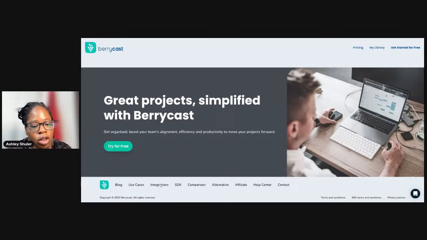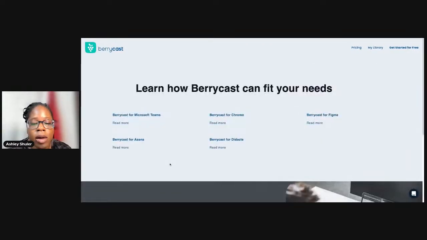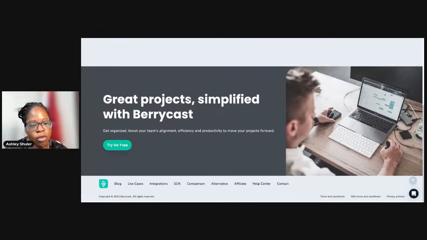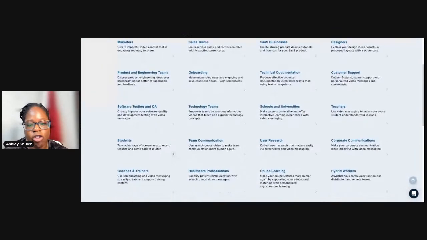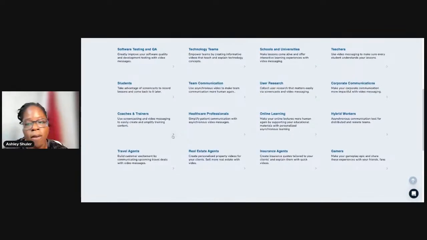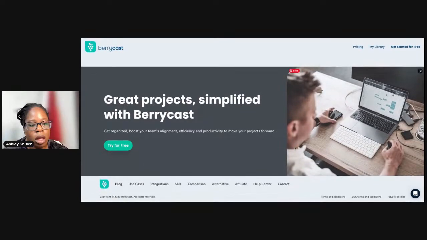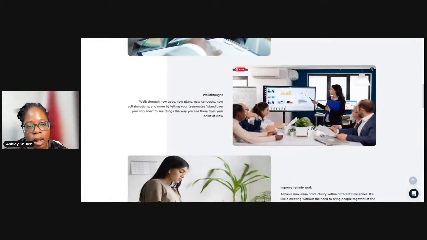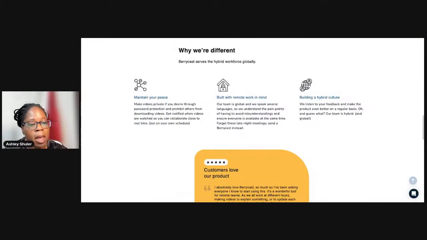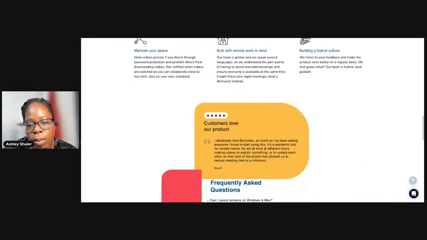So this is the integrations piece. Okay, come on, being ready for Microsoft Teams. I know they need it. For Chrome, for Figma, and for Asana. I'm here for it. Product engineers, definitely schools and universities, students, team communication, hybrid workers, for the async communication, onboarding, walkthroughs, why we're different. Maintain your peace, make videos private, even if you desire, through password protection, build with remote work in mind, building a hybrid culture.